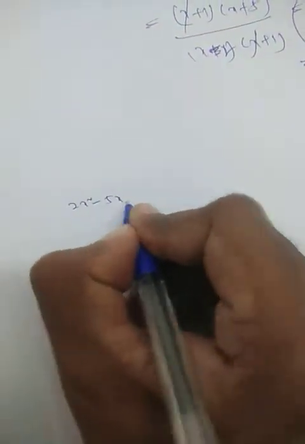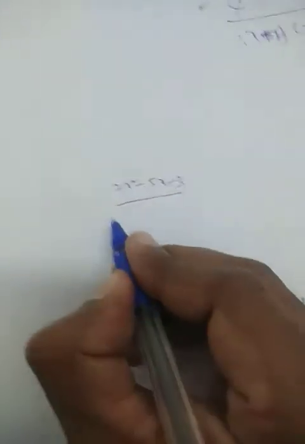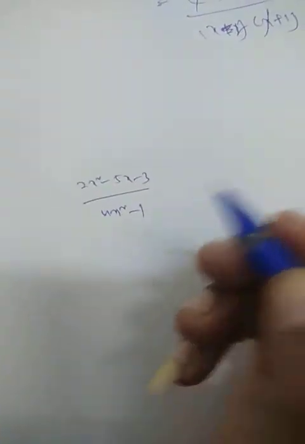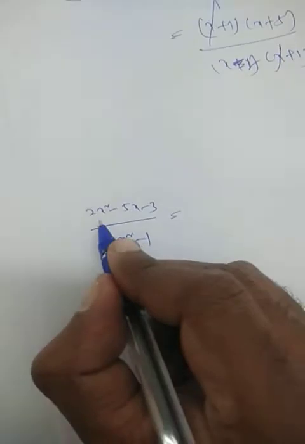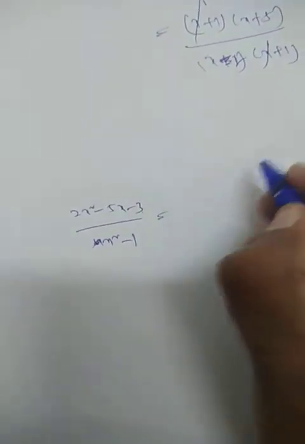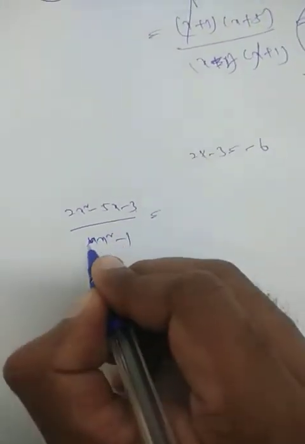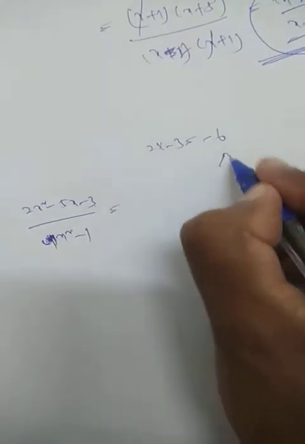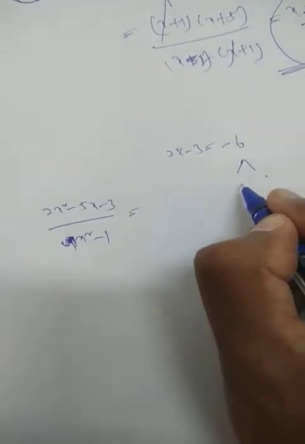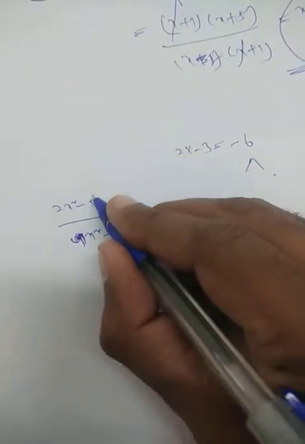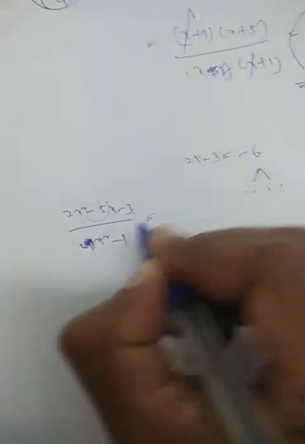Now let us go for one more example on it. 2x square minus 5x minus 3 divided by 4x square minus 1. So how can I write this one? If you go for the numerator and denominator, I can write this as 2 into minus 3, that will be minus 6. So minus 6 can be given as minus 3 into 2 also. Different ways we can give, but we need to take the factors in such a way that the sum should be equal to the coefficient of x.